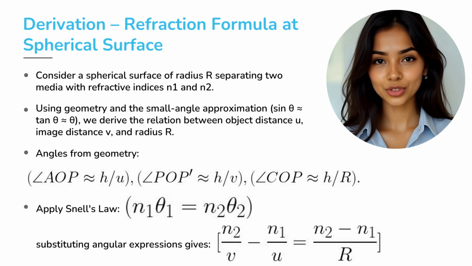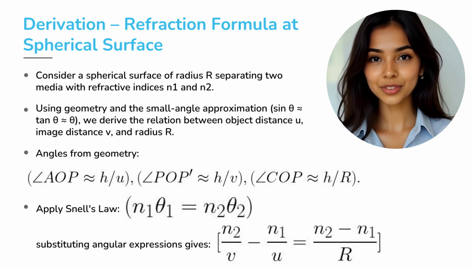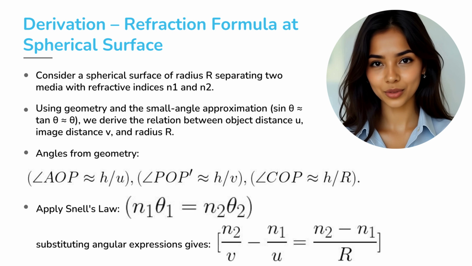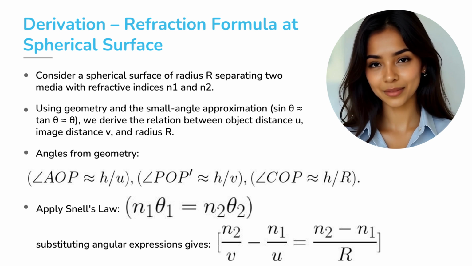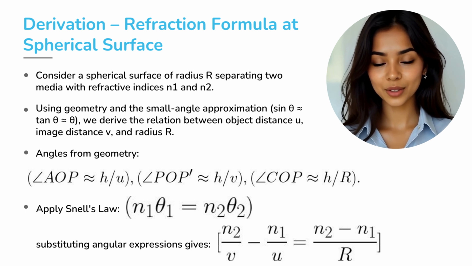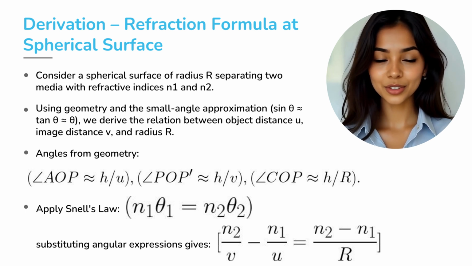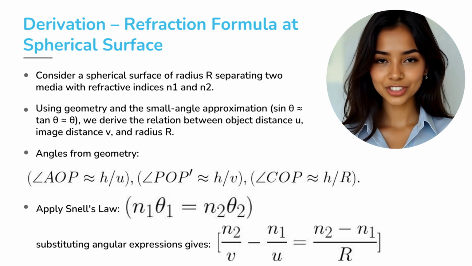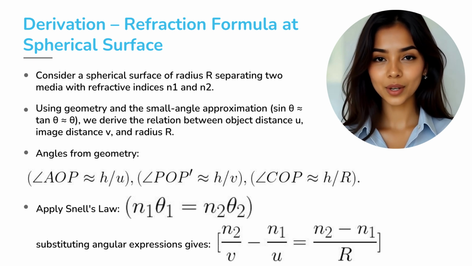This formula holds true particularly for paraxial rays, which means rays that are close to the principal axis and make small angles, so no wild zigzags here. This is also why optical surfaces need to be smooth and spherical for lenses to work properly, just like the ones in your glasses or camera.